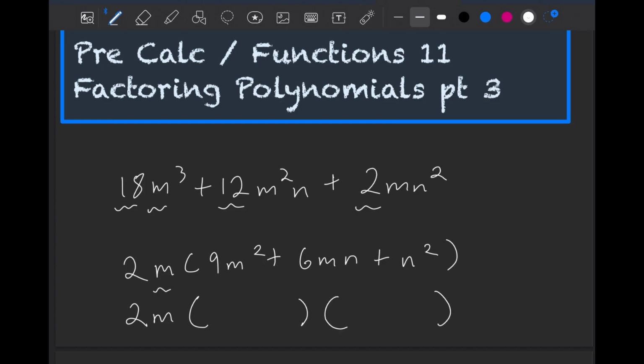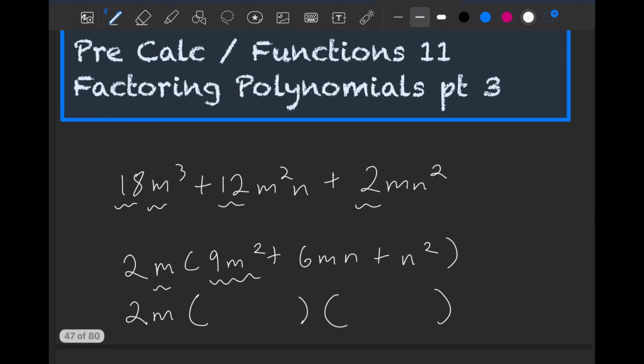We know we need two brackets, and we have to get 9m squared. One of the ways we could do that is 3m times 3m. We also have to figure out how to get n squared. The only way to get that is an n times an n. And we know the middle term is positive 6, so we would want to pick positive n and positive n to get this.